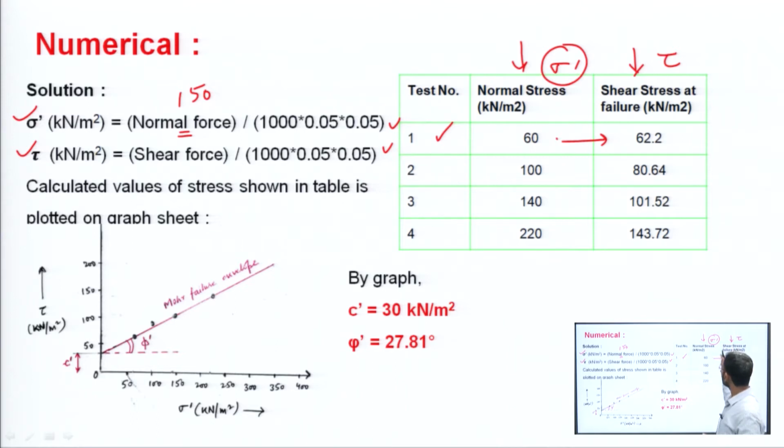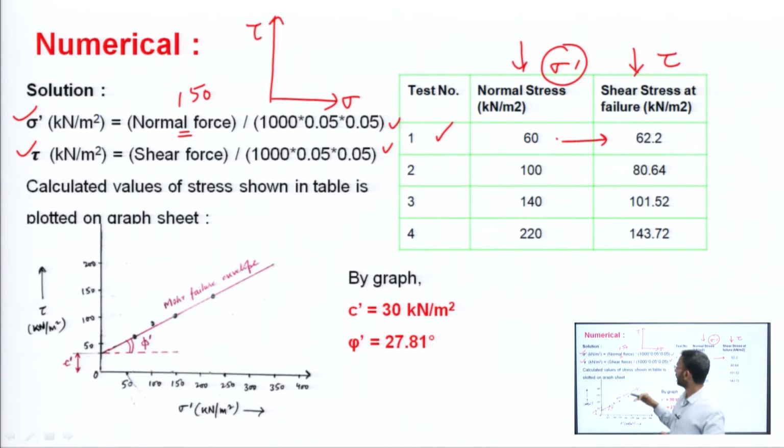So, when you are trying to plot this, okay, a graph is plotted between what? Between the normal stress and the shear stress, and when this graph is plotted you can simply find the points, okay. Let us say for the very first point, corresponding to 60, what comes is 62.2. So, if you take this 60 and move up, it is 62.2. So, this is the very first point, then second point, third point and fourth point. Correspondingly you will draw the best fit line. So, in this case this is the Mohr failure envelope.